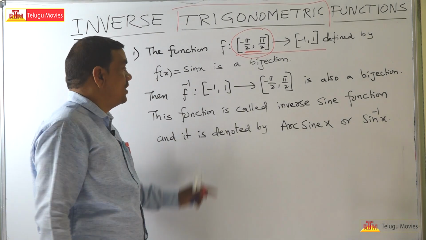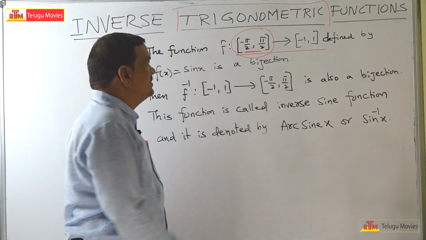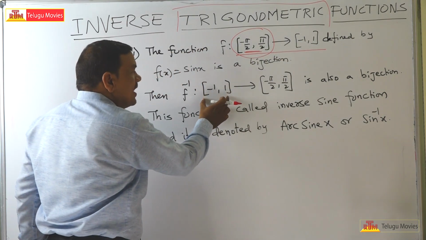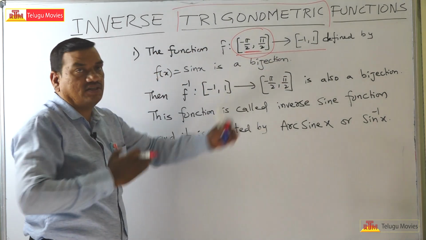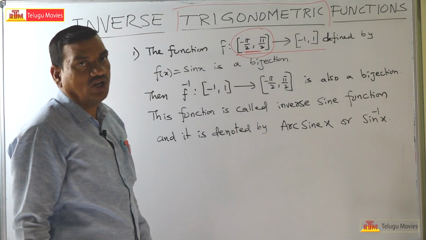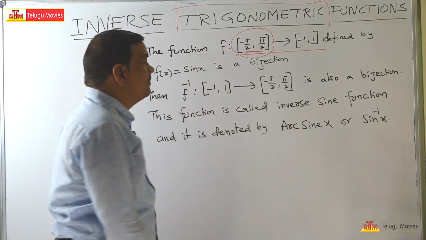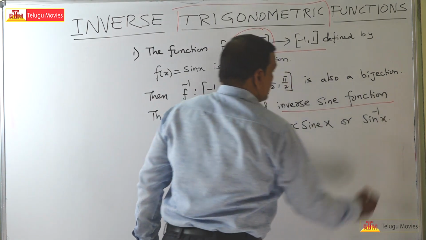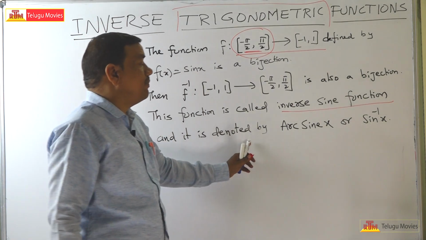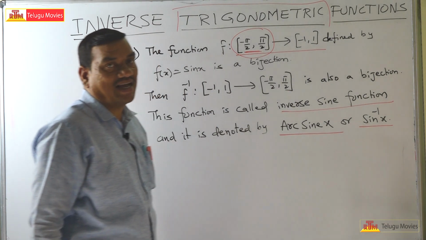Then if it is f, what is the inverse? F inverse. See here, this is a domain and it is a codomain, and I have reversed them. It is also a bijection. This function is called the inverse sine function, and it is denoted by arc sin x or simply sin inverse x.